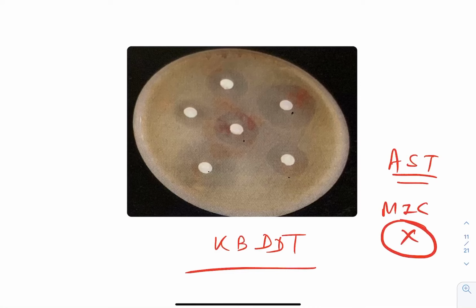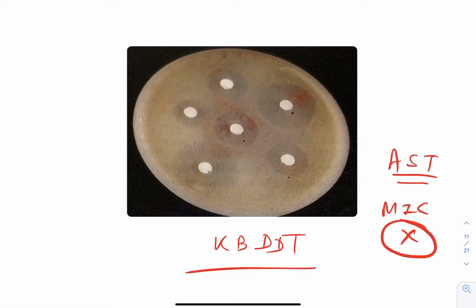So I suppose I made myself clear that you have the E-test nowadays on which the question can come. The broth dilution method is there. The automated machines are there now, termed Vitek 2 and Phoenix and all. But this particular method, Kirby-Bauer disk diffusion, is not used for the MIC.